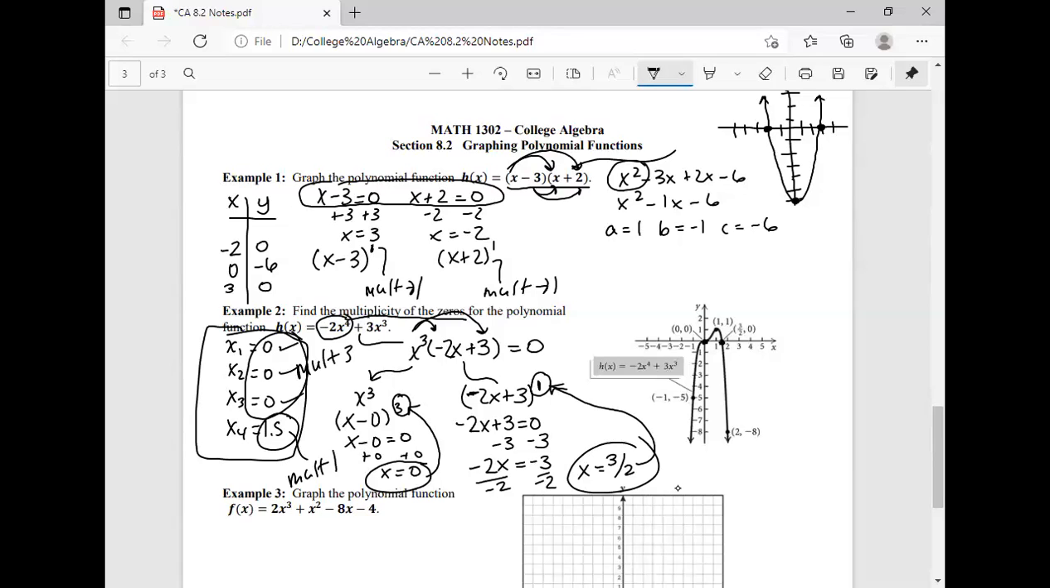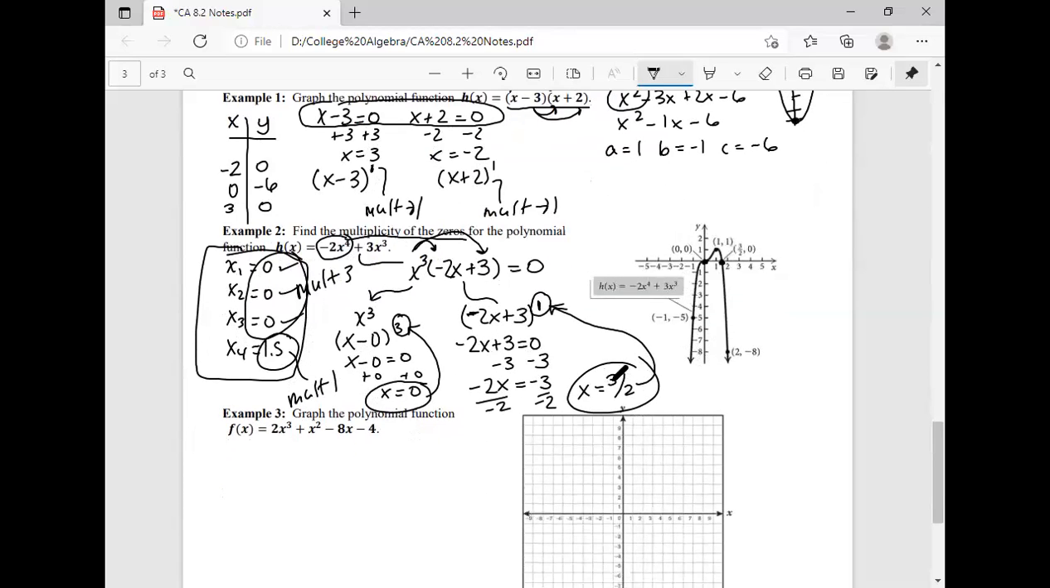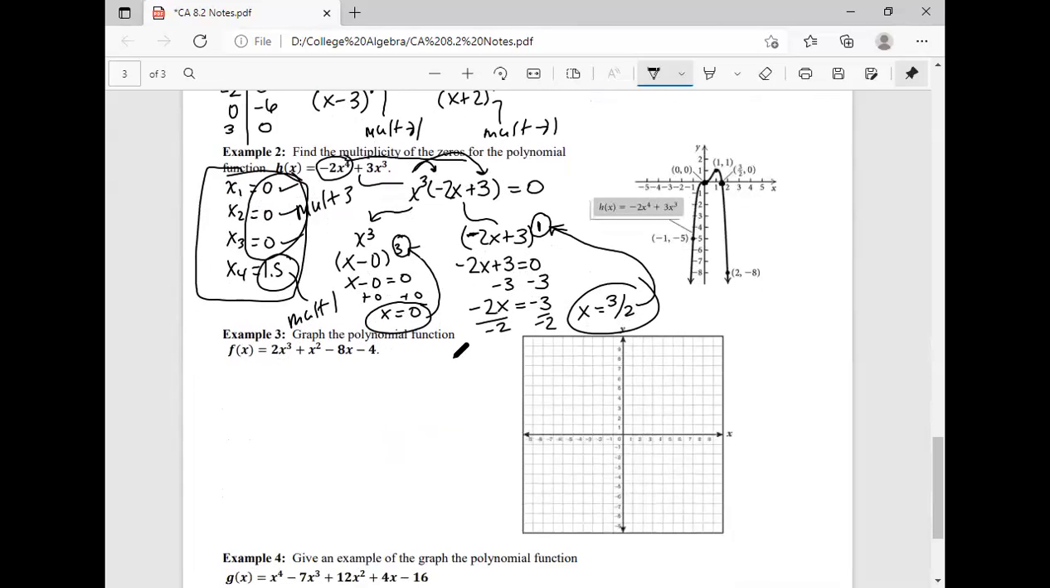Find the multiplicities of the zeros. If we were doing it by hand, that's how you do that. You factor the problem out. Okay, they're telling me to graph this polynomial function. What's the best place to start? Find the zeros, right? Find the zeros.